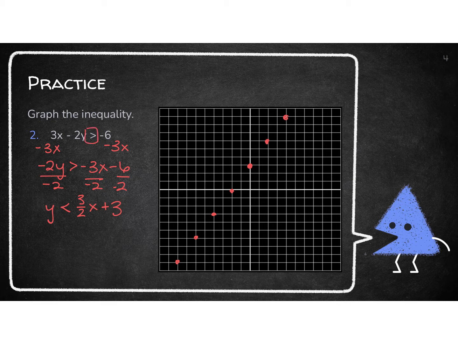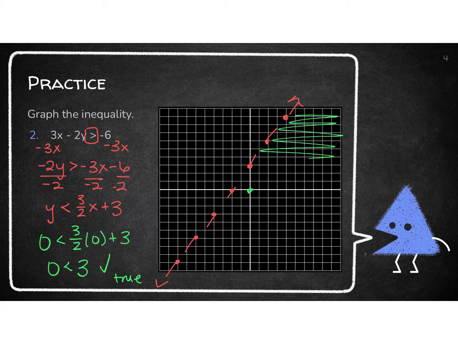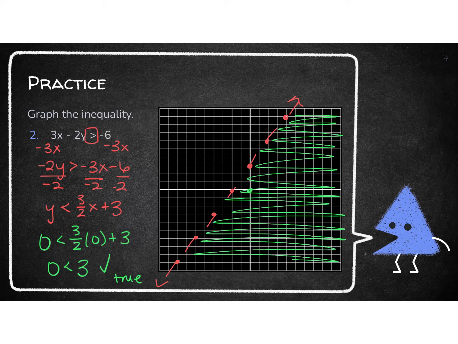Looking at that inequality, it does not have the equal sign, so this is going to be a dashed line for me. And now I have to test that 0, 0 point. So this is the point that I am going to test right here. So I'm going to plug in 0 is less than 3 over 2 times 0 plus 3. So I get 0 is less than 3. The alligator is eating the bigger number, so that's a true statement. So I want to include the side that I tried. I want to include the dot that I made because it's a true statement.